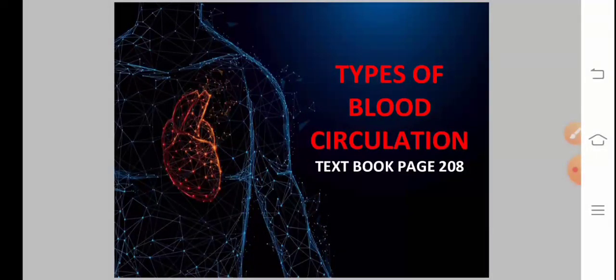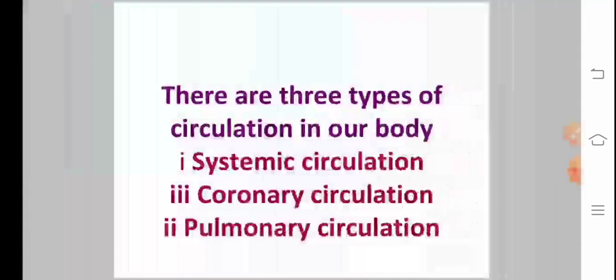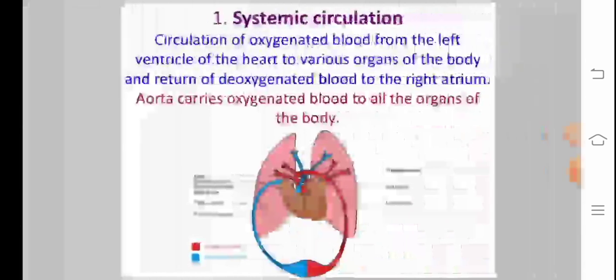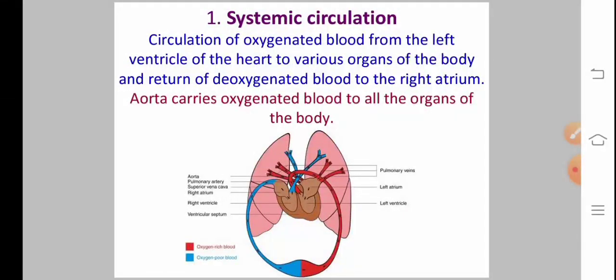Next topic is types of blood circulation. There are three types of circulation in our body: systemic circulation, coronary circulation, and pulmonary circulation. First, we can see what is systemic circulation. Circulation of oxygenated blood from the left ventricle of the heart to the various organs of the body, and return of deoxygenated blood to the right atrium.